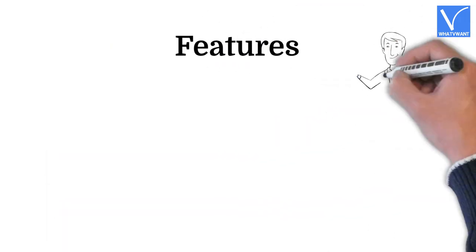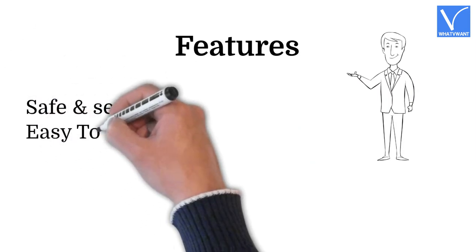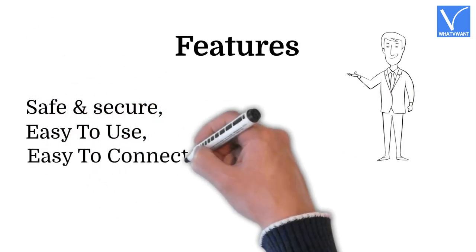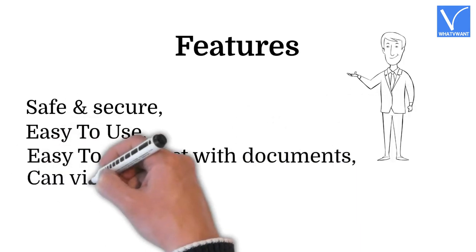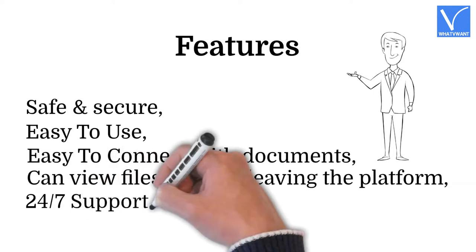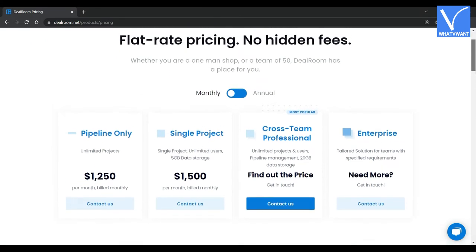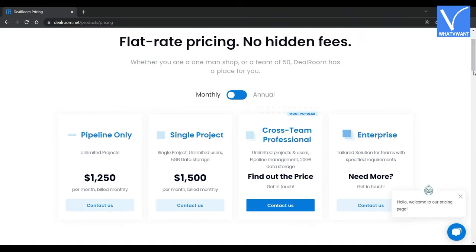Features: safe and secure, easy to use, easy to connect with documents, can view files without leaving the platform, 24/7 support. Pricing: Deal Room provides its virtual data room in three different plans. Billing can be done in monthly and annual payments. Here are the prices of monthly billing, and these are the prices of annual billing.